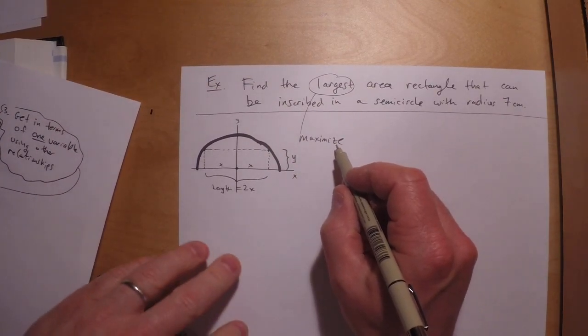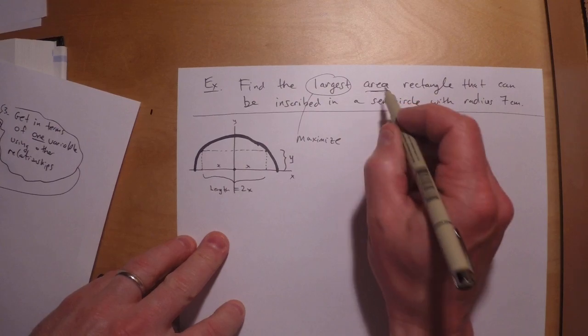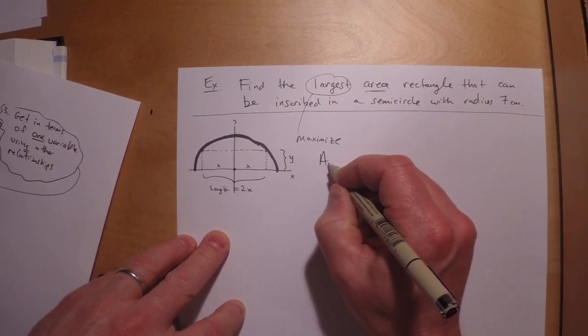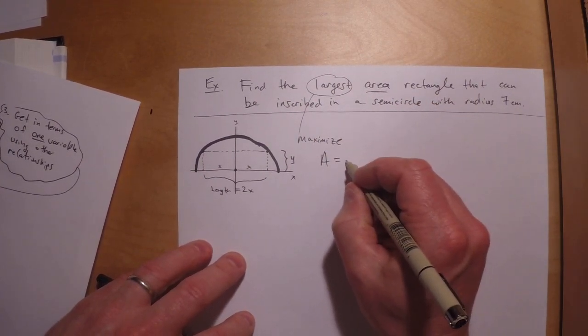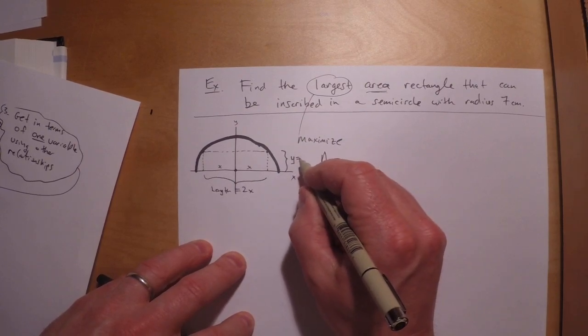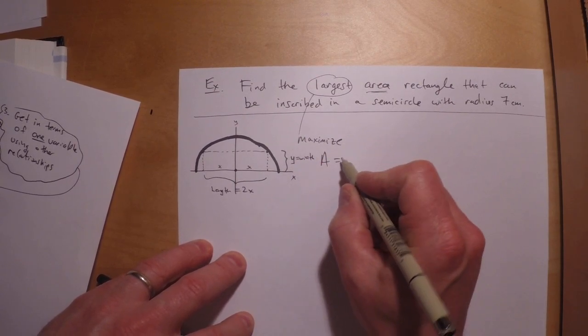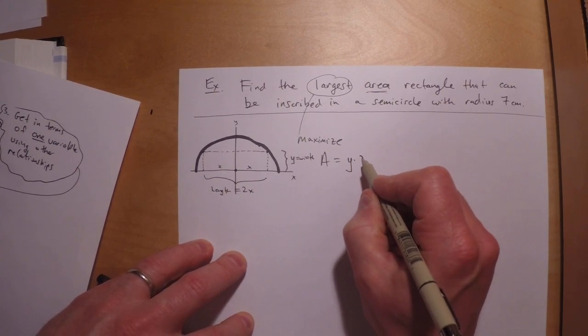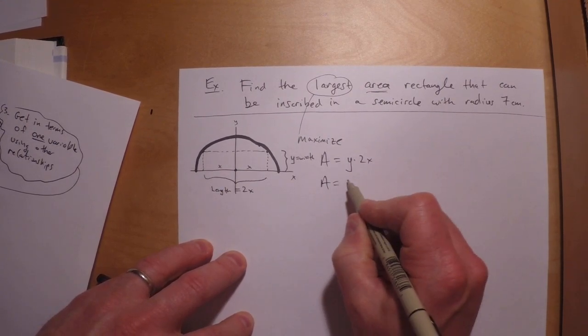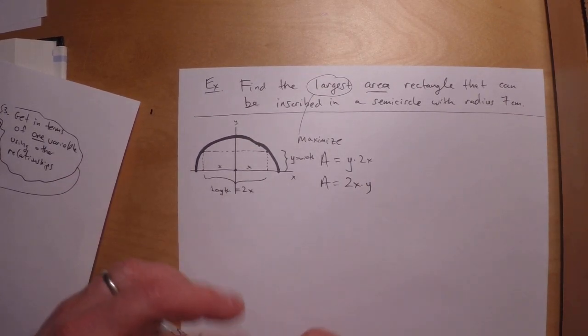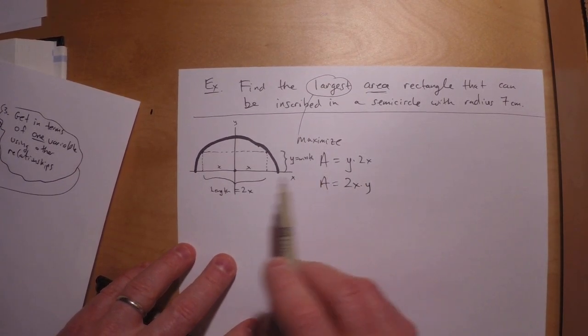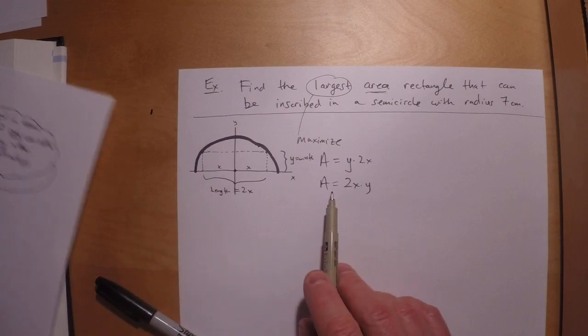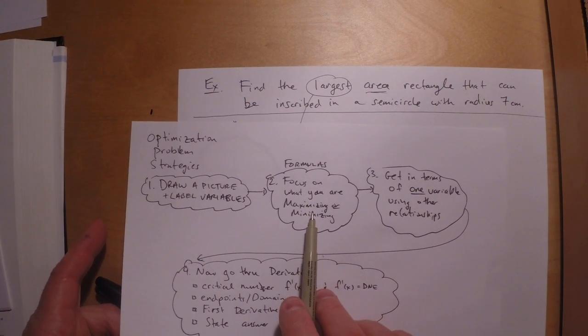Now I'm going to focus on the formula of what I'm trying to maximize. I'm trying to maximize the area. The area of a rectangle is length times width. There's my width. So the area is going to be y times 2x, or 2x times y. So there's my picture. There's the focus on my maximizing, minimizing.